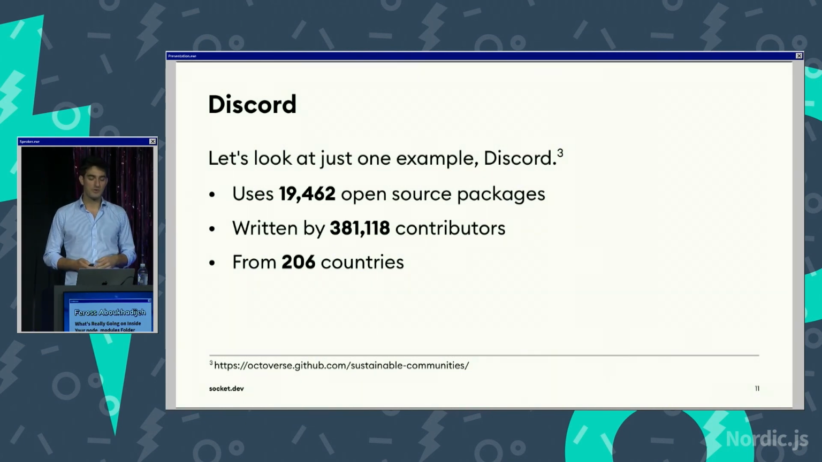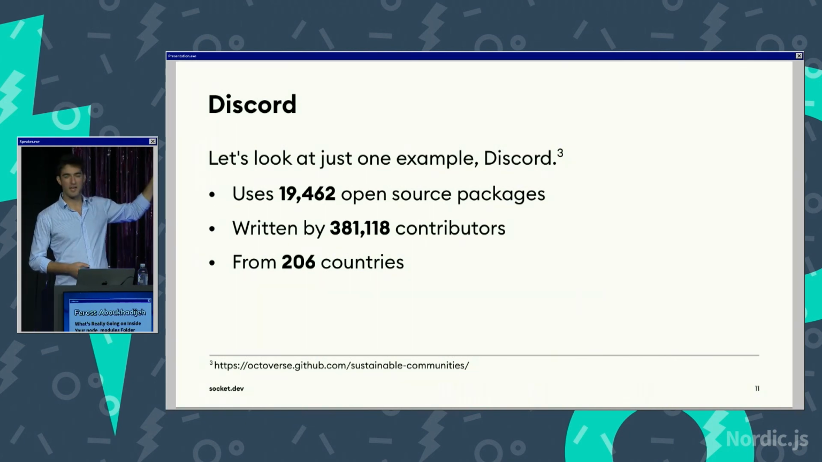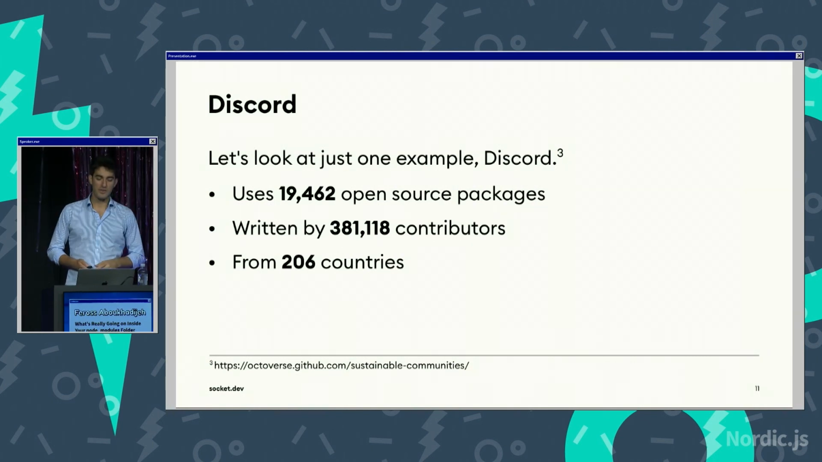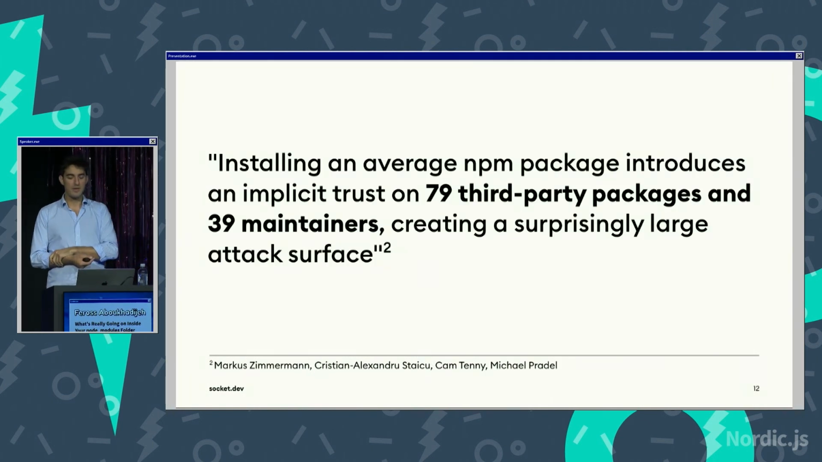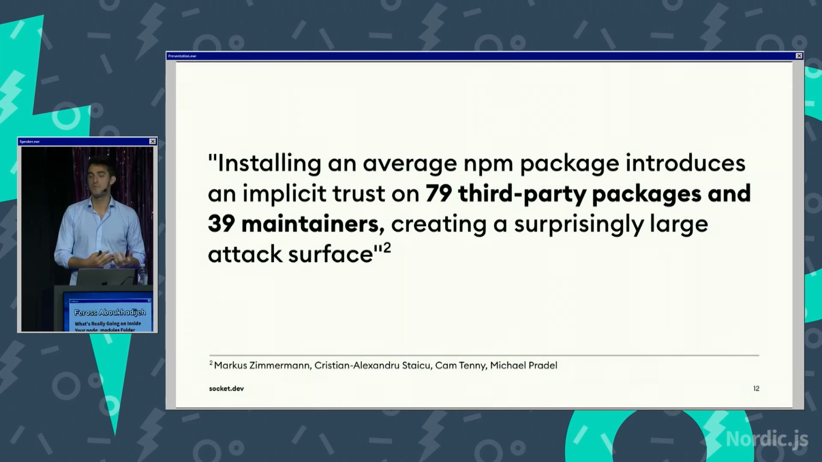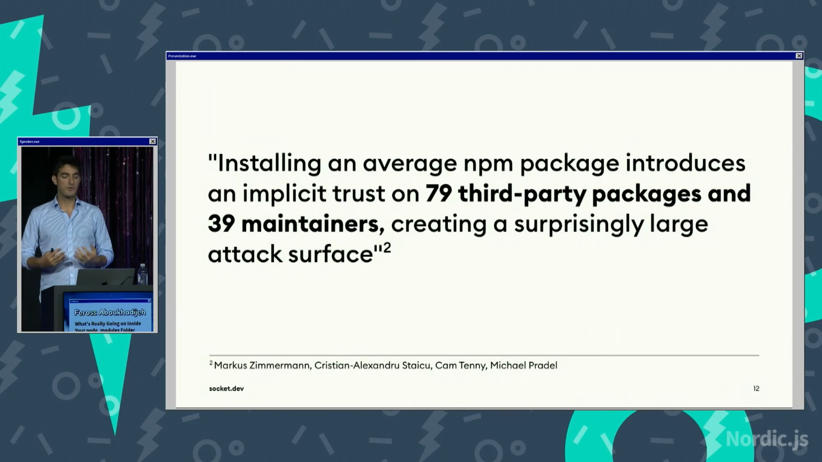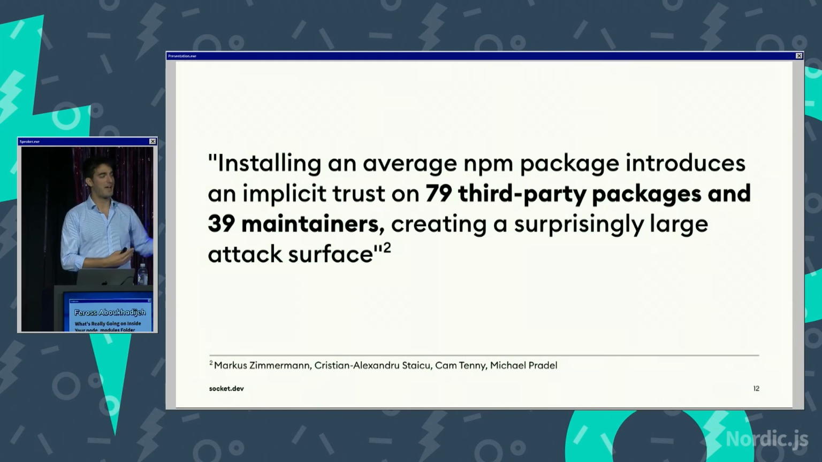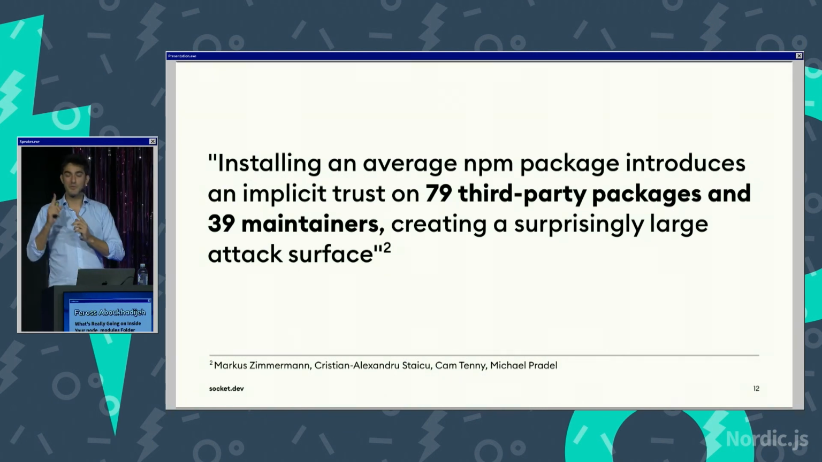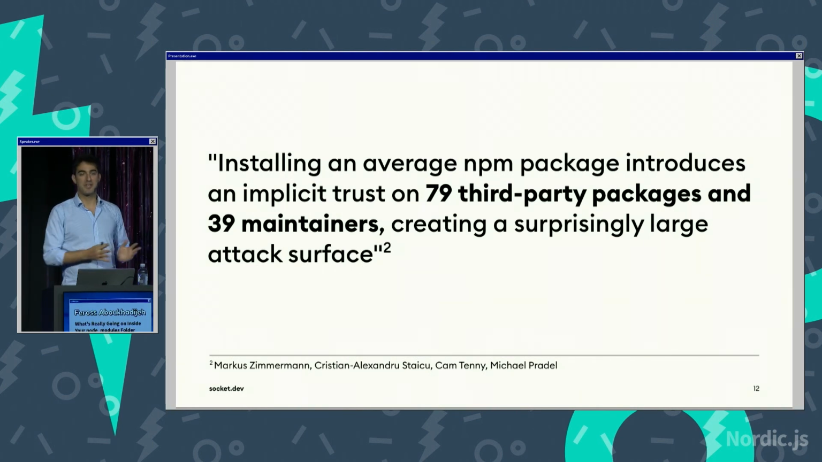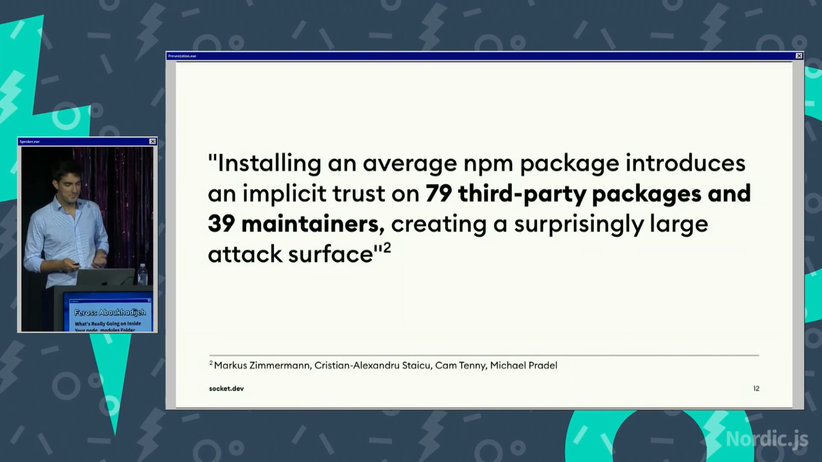And so how did we really get to this point where we design software in this way? That's really the question. The situation we find ourselves in is that installing an average NPM package actually introduces a trust on 79 additional third-party packages that come in as dependencies, and those are collectively maintained by 39 maintainers, which means that when you install one package, you're actually now adding 39 individuals that you have to trust to your application on average. So this is a pretty large attack surface.